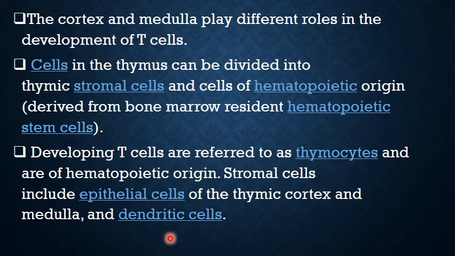The cortex and the medulla play different roles in the development of T cells. The cells in the thymus are divided into thymic stromal cells and cells of hematopoietic origin, which are derived from bone marrow resident hematopoietic stem cells. Developing T cells are referred to as thymocytes and are of hematopoietic origin. Stromal cells include epithelial cells of the thymic cortex and medulla, and dendritic cells.